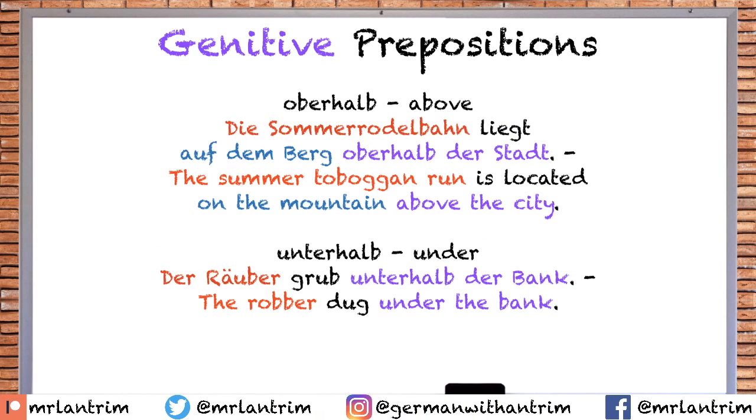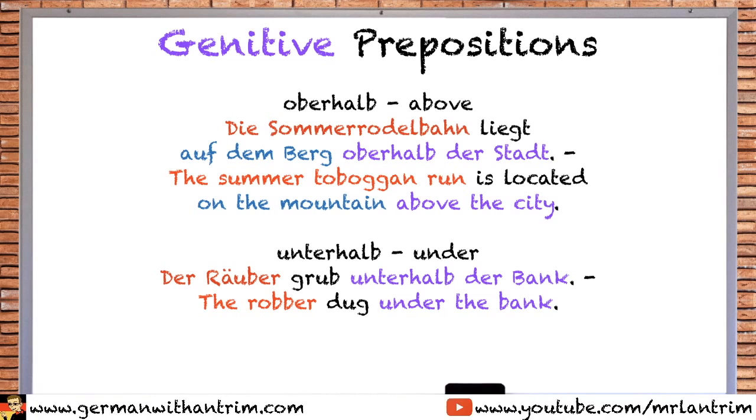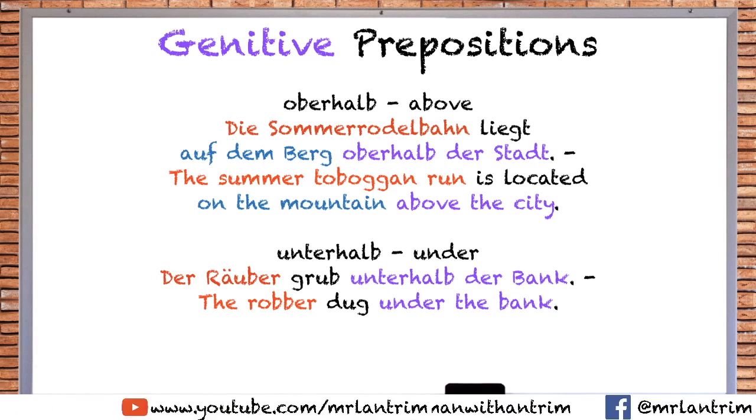Oberhalb, above. Die Sommerrodelbahn liegt auf dem Berg oberhalb der Stadt. The summer toboggan run is located on the mountain above the city. Oberhalb der Stadt. Unterhalb, under. Der Räuber grub unterhalb der Bank. The robber dug under the bank.